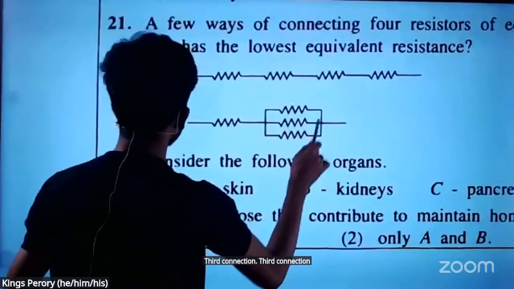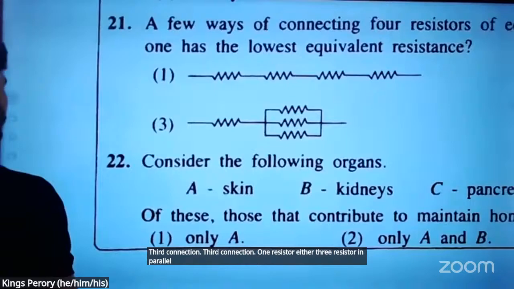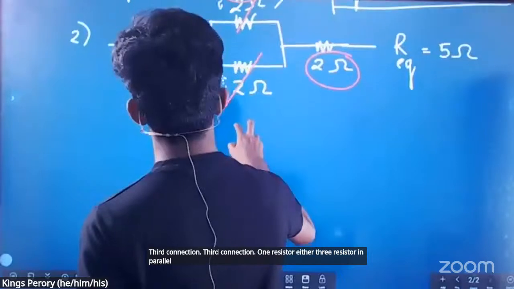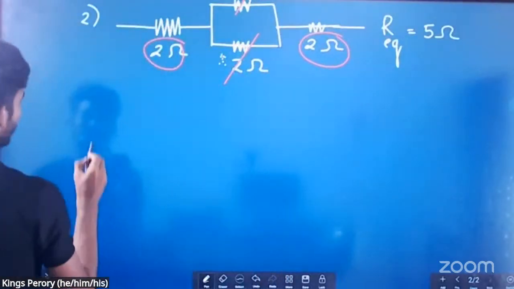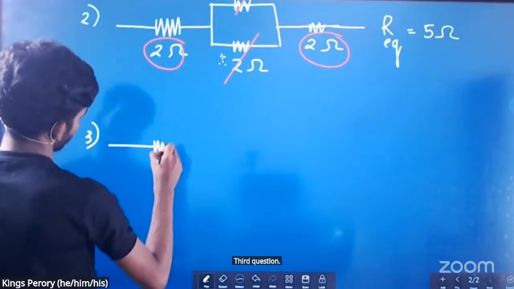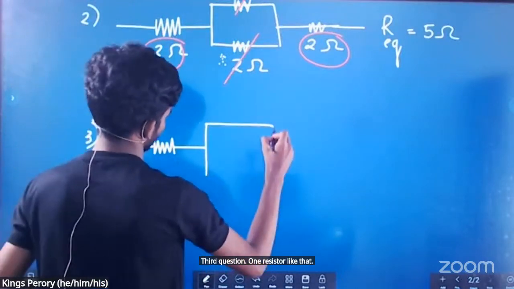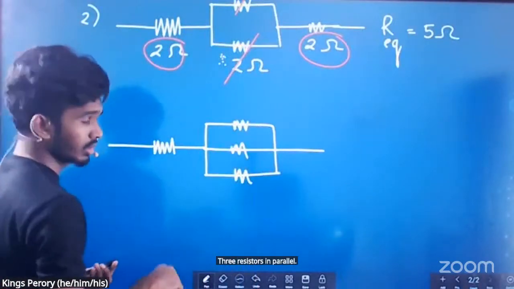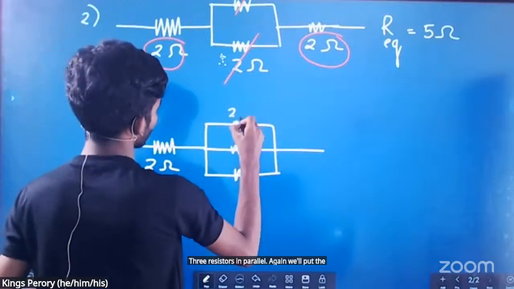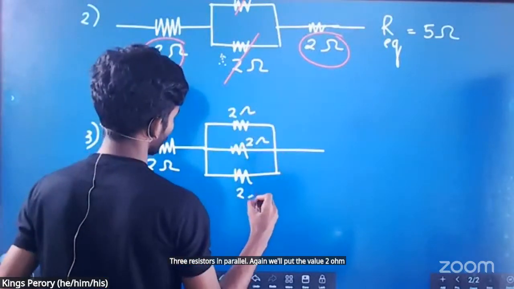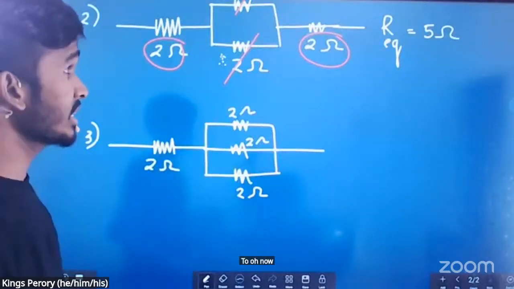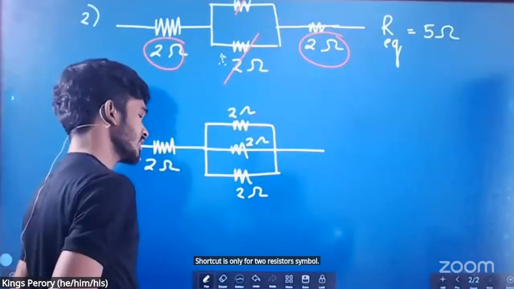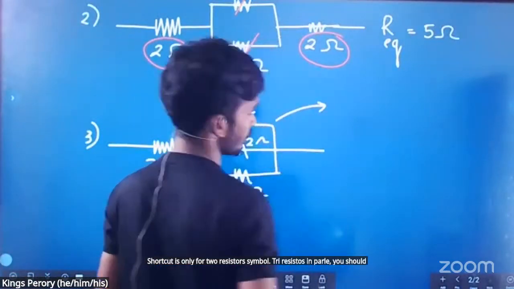Third question, one resistor like that, 3 resistors in parallel. Again, we'll put the value 2 ohm, 2 ohm, 2 ohm, 2 ohm. Now 3 resistors in parallel. You can't use the shortcut. Shortcut is only for 2 resistors in parallel. 3 resistors in parallel, you should separately find the equivalent resistance.